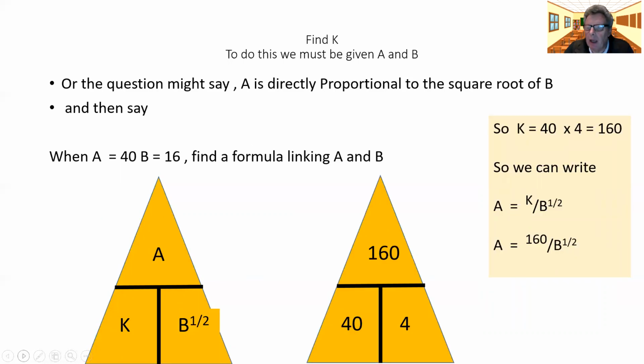Right. So if you look at what we know, we can actually put the numbers in there. So B is 16, we've actually got to use the square root of that, which is 4. So we can put 4 in the right bottom corner. A is 40, and then to find K, we just multiply those two numbers together. So looking at what we started with, we can write A equals K over B to the half, or A equals K over the square root of B. But we know that K is 160, so we can write A equals 160 over B to the power half.